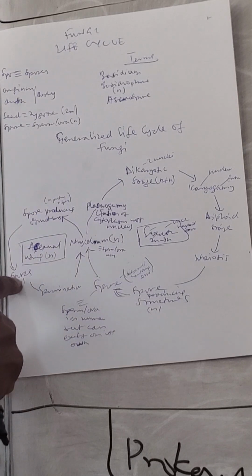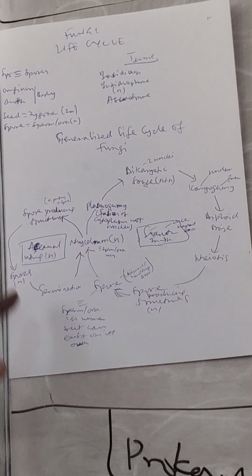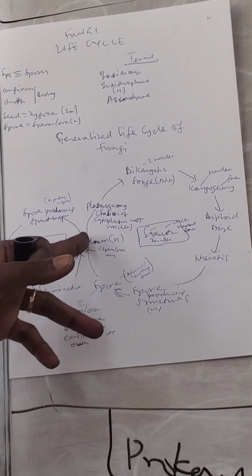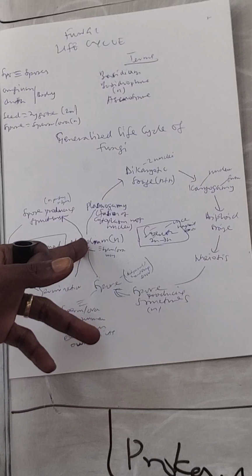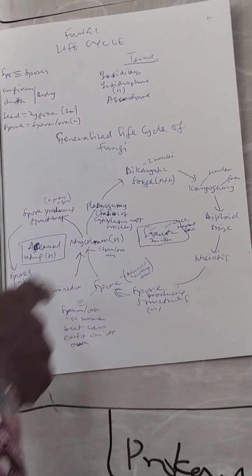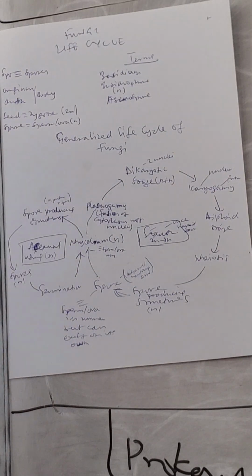Now that will form spores, because it is N. When it forms spores, they are still N. You can't divide the N further, so it's still N. Then these spores will germinate to become the mycelium again, the vegetative part again. So this can go on for the asexual part.